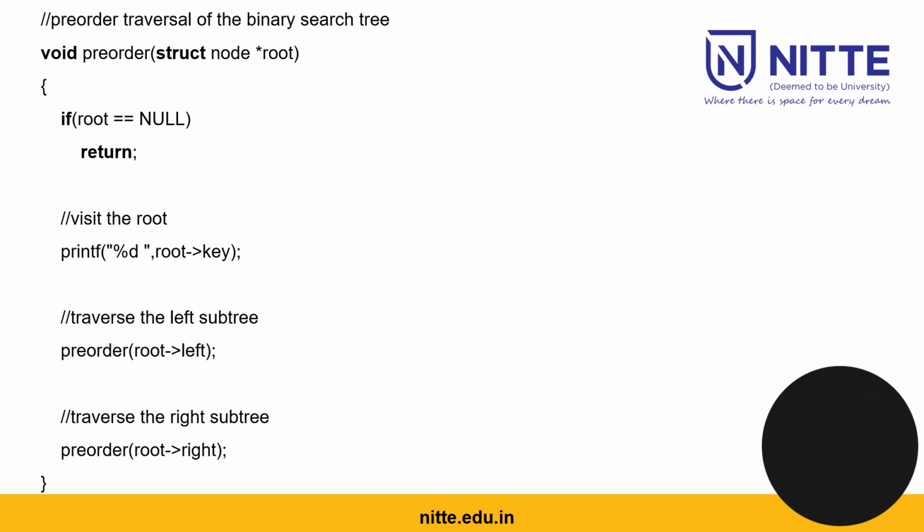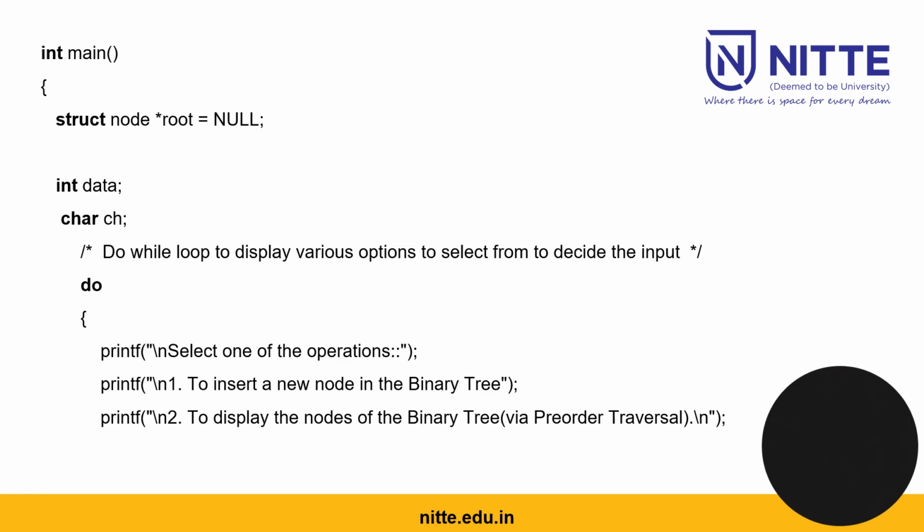How will it visit the right subtree of the root? Again it will call pre-order with the value root implies right. So it will go to the right side of the root, and again call the pre-order function there, and it will visit all the nodes at the right side of the root node in the pre-order manner, like this only. Then we will see the main part.